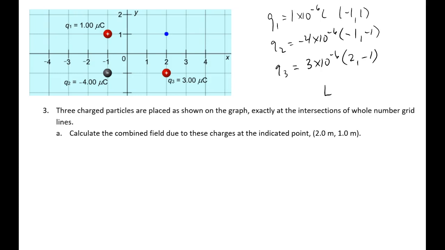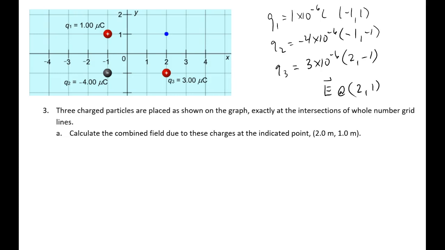And we're interested in finding the electric field at 2, 1. That's what we're interested in. And here's the thing: there's nothing actually there. All these charges are interacting with each other, but we're not interested in that. We're interested in how they are all communicating to that location. There's nothing there.